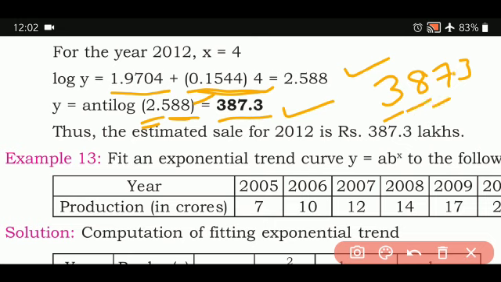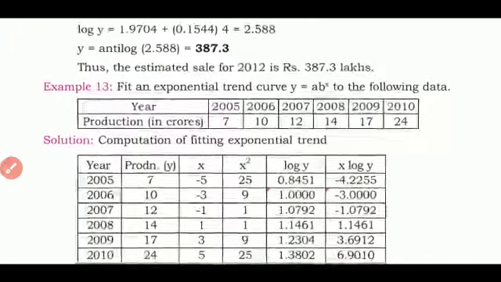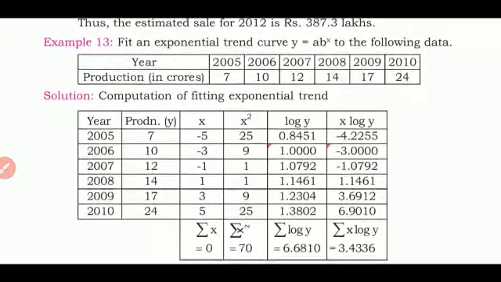How do you take the antilogarithm? First you find the characteristic and then write the mantissa. In antilogarithm it's totally the reverse. First you see the mantissa, then you put the decimal point according to the characteristic digit. So thus the estimated sale for the year 2012 is rupees 387.3 lakhs. Let us solve one more example. You will understand it much better.